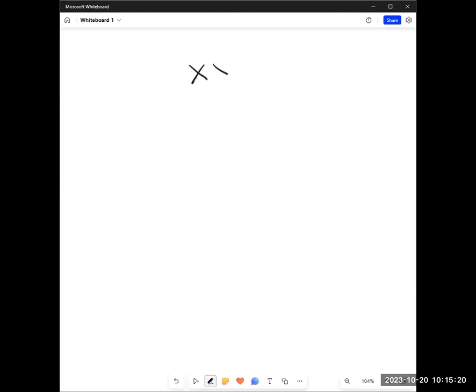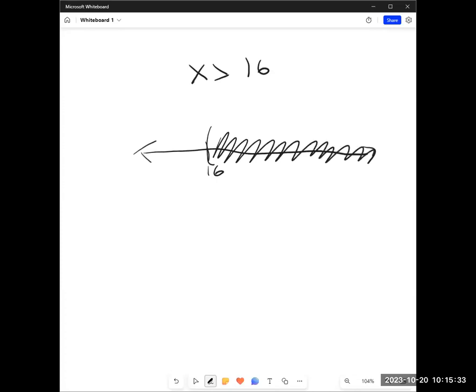Now we have x greater than 16 given to us. So 16 is there, and I'm going to draw it like so. And then I'm going to put that in interval notation. This one didn't ask me to draw the number line, but I'm going to do it anyways because it helps me get the right answer for my interval notation if I can see that. So lower bound of 16 not included, upper bound of positive infinity not included.